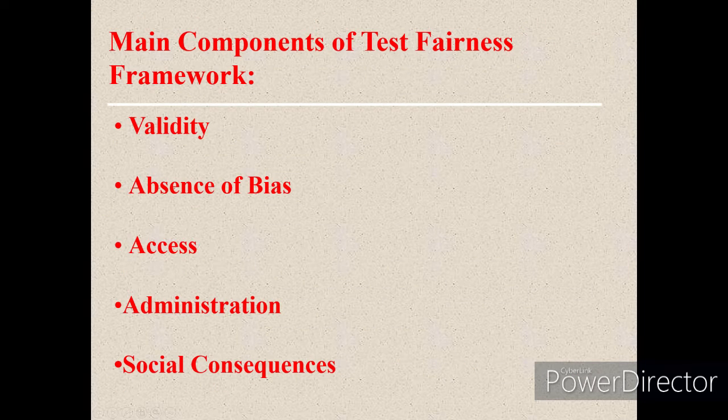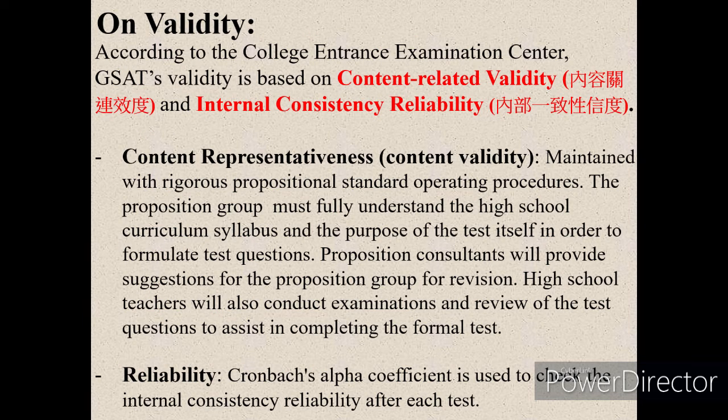The main components of Test Fairness Frameworks are: first, validity; second, absence of bias; third, access; fourth, administration; and finally, social consequences. The first component is on validity, and we have content-related validity and internal consistency reliability. The content-related validity of each test is maintained with rigorous propositional standard operating procedures.